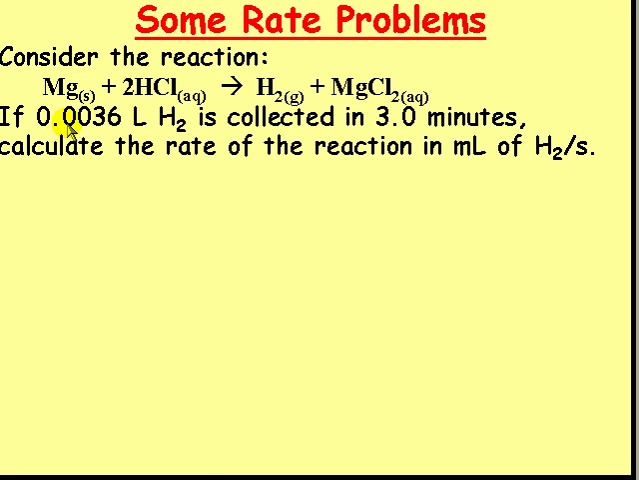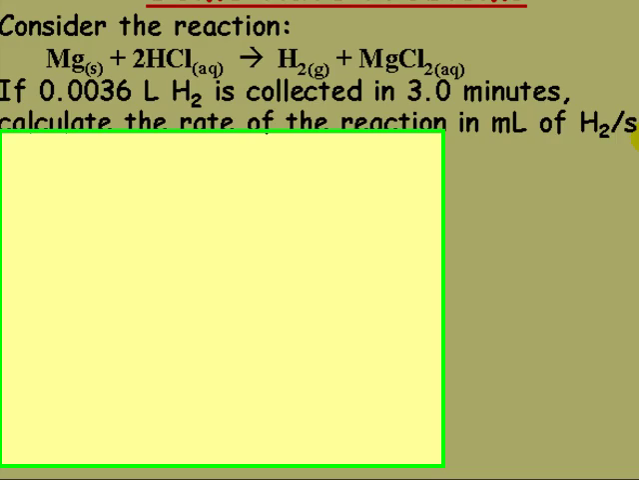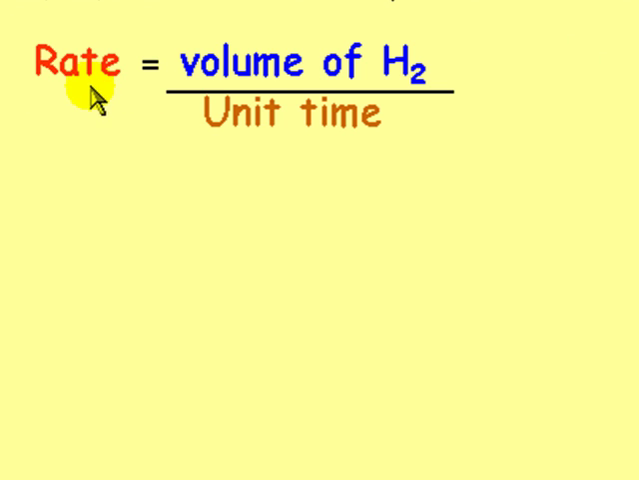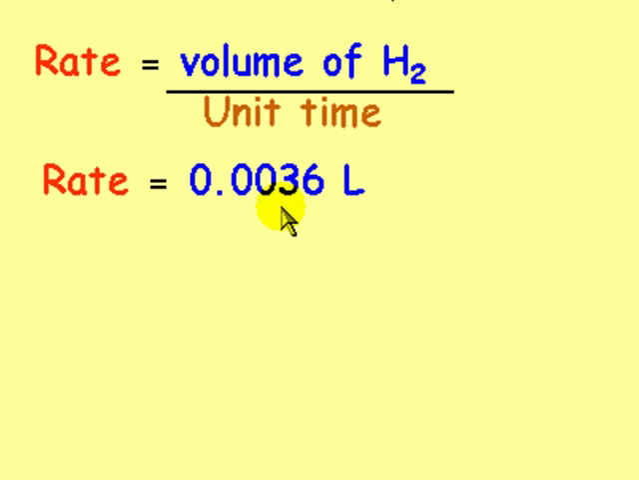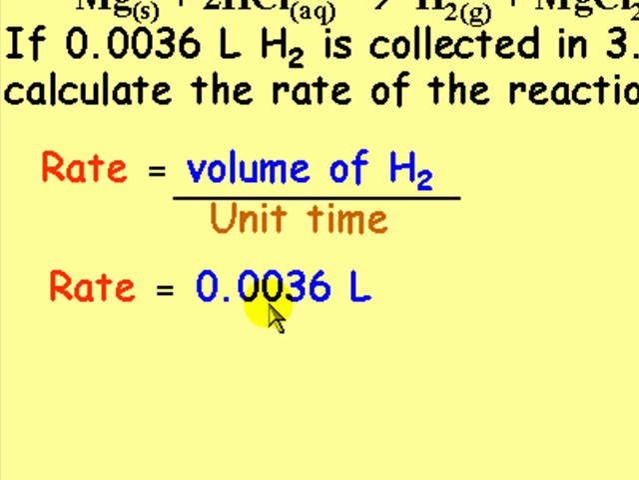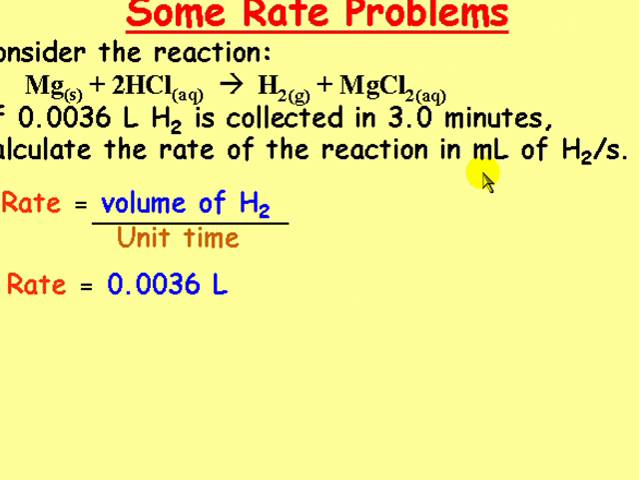Here's an example of a rate problem. This many liters of hydrogen is collected in 3 minutes, and we're asked to calculate the rate in milliliters of hydrogen per second. Rate is amount over time, so we can say rate is the volume of H2 over unit time. The volume of H2 is 0.0036 liters, but we are asked for the volume in milliliters of hydrogen, so we must change the liters to milliliters.